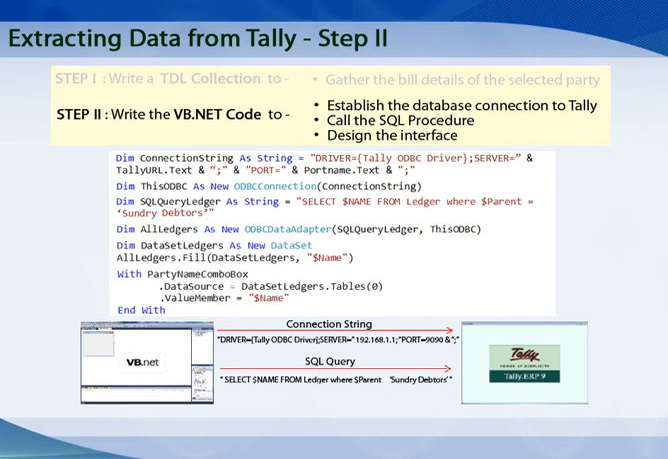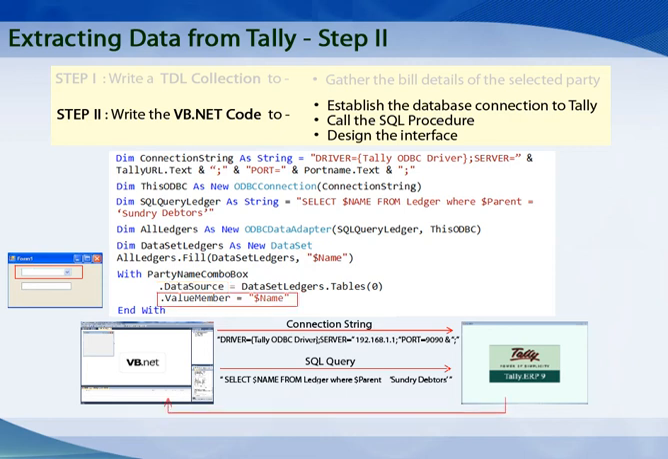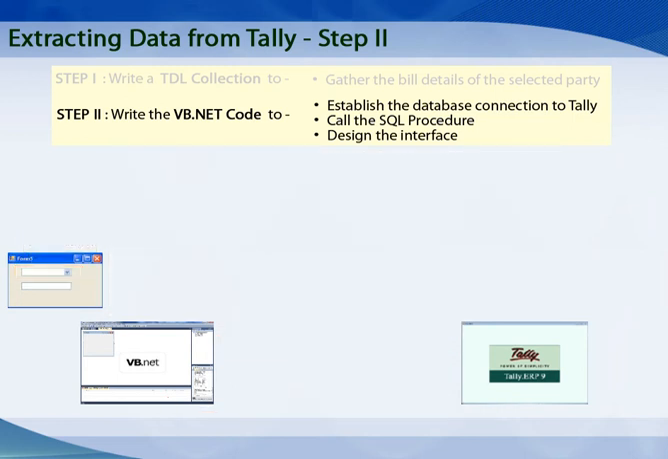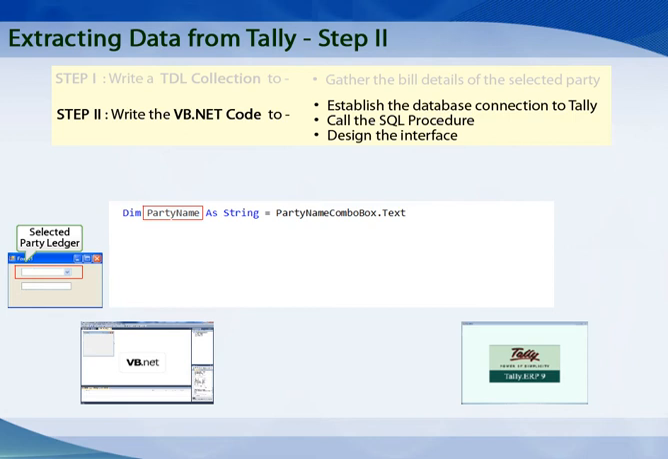A new data structure or class DataSetLedgers is created, and the method $name is filled from the object allLedgers. Then, the data source for the combo box is set appropriately. The value in the value member will be displayed in the party name combo box. A variable party name is declared which is set to the value selected in the given combo box.